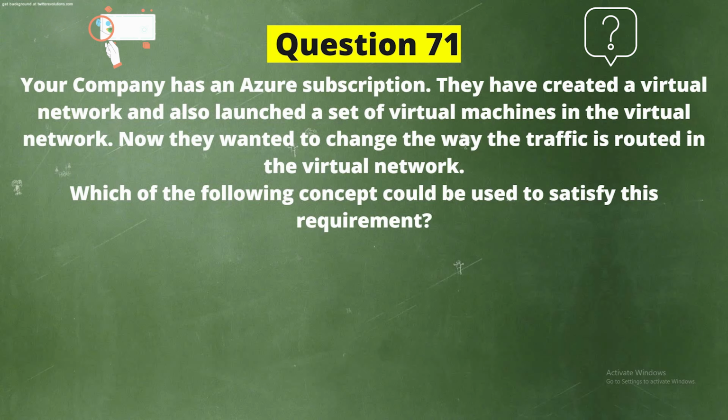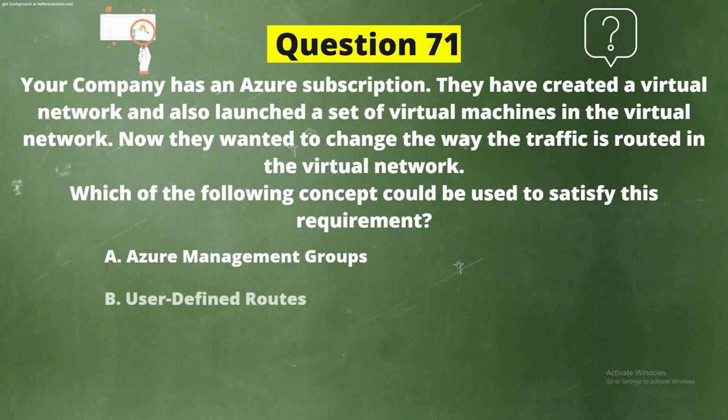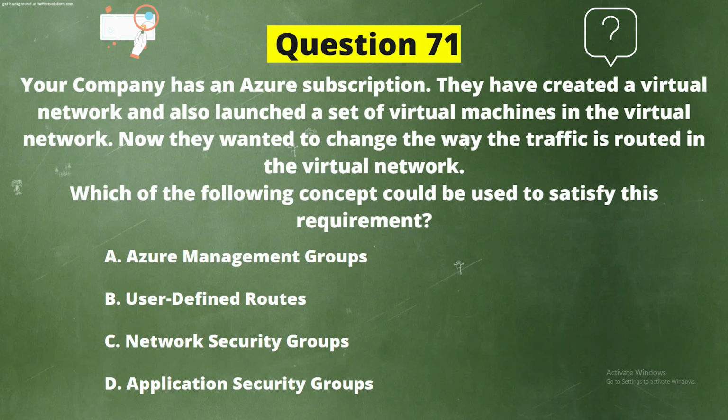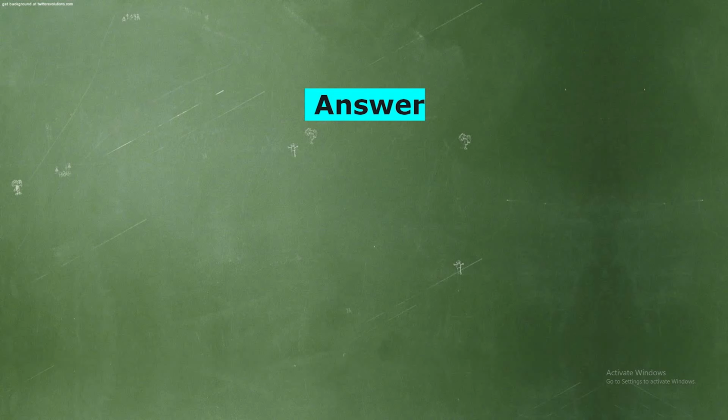Question 71. Your company has an Azure subscription. They have created a virtual network and also launched a set of virtual machines in the virtual network. Now, they wanted to change the way the traffic is routed in the virtual network. Which of the following concept could be used to satisfy this requirement? Now, the options are option A, Azure Management Groups. Option B, User-Defined Routes. Option C, Network Security Groups. Option D, Application Security Groups. And the correct answer is option B, User-Defined Routes.